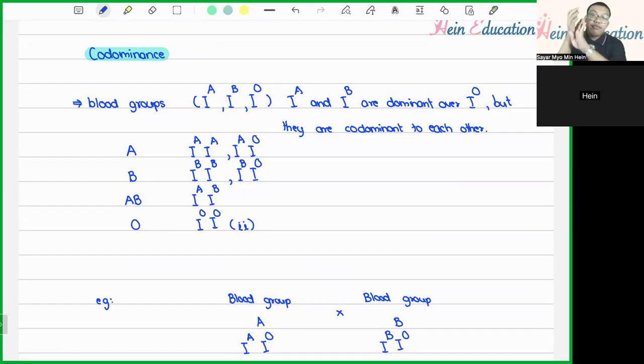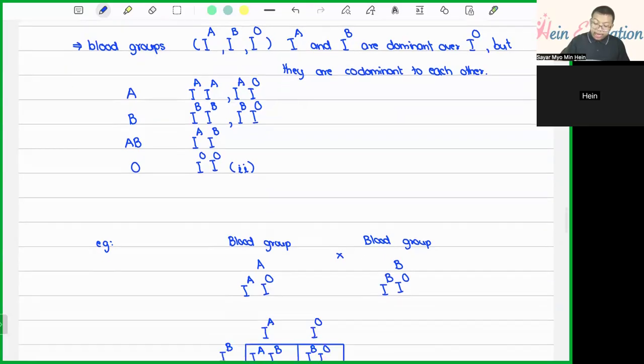So there are four different phenotypes, blood group A, B, AB, and O, and three different alleles: IA, IB, and IO. But when we combine them into possibilities, we get six different pairs. Blood group A can be IAIA or IAIO, and blood group B can be IBIB and IBIO. Blood group AB is IAIB, and blood group O is IOIO.